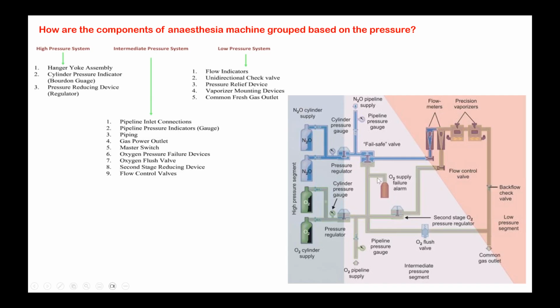All the oxygen failure or oxygen pressure fail supply devices come under intermediate pressure. And from the starting of the flow meters, where you normally operate to deliver the desired amount of gases to the patient, from there it becomes the low pressure system. Okay, so that is how the whole system is working.